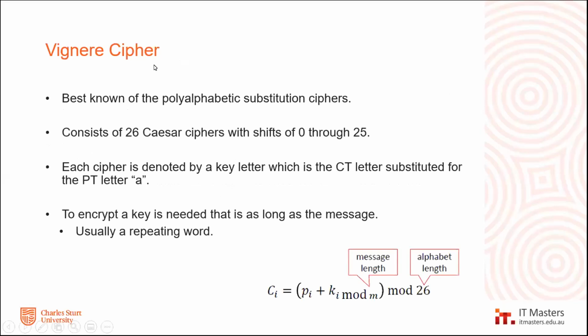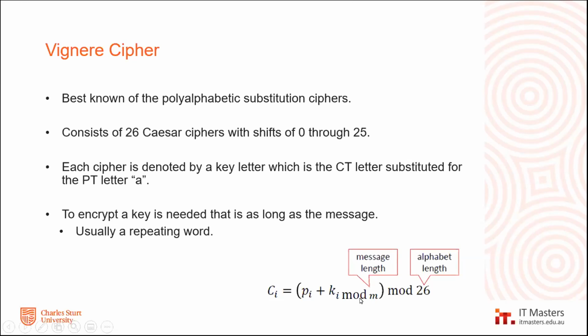So this is a Vigenere cipher, named after a Frenchman who came up with the cipher. This is the best known of the polyalphabetic substitution ciphers and consists of, and this is tricky, he's going to use someone else's work for a start, it consists of 26 Caesar ciphers with shifts of 0 through to 25. Each of these Caesar ciphers is denoted by a key letter, which is the ciphertext letter substituted for the plain text letter A. To encrypt, a key is needed that is at least as long as the message. It is usually a repeating word.